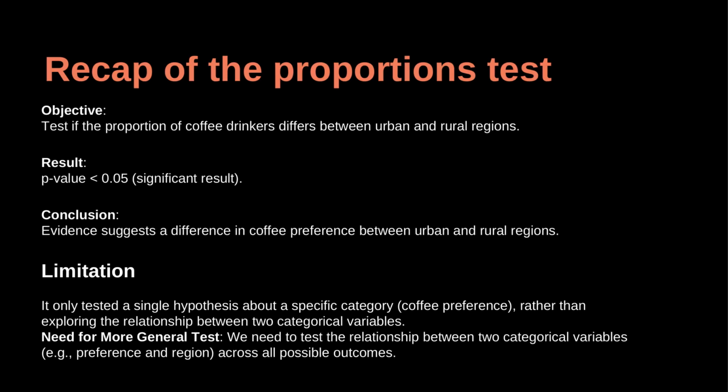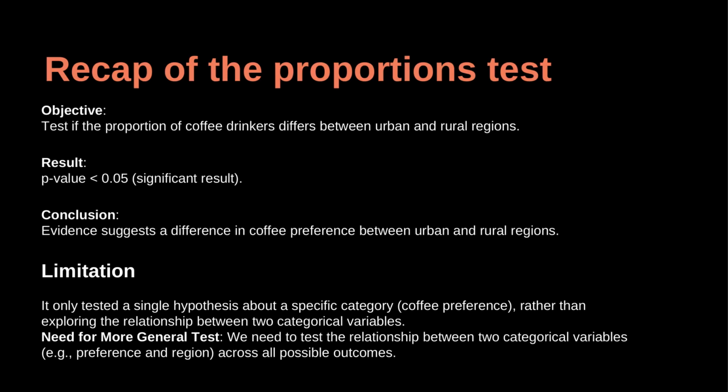The result of the test gave us a small p-value, much smaller than a typical 0.05 significance threshold. This suggested that the observed differences between urban and rural coffee drinkers were statistically significant. In other words, there is strong evidence to suggest that region influences coffee preference. However, there is a limitation. This test only addresses a specific question, namely comparing the proportion of coffee drinkers in two regions. There is more to the story, especially when you start thinking about relationships between multiple categorical variables.